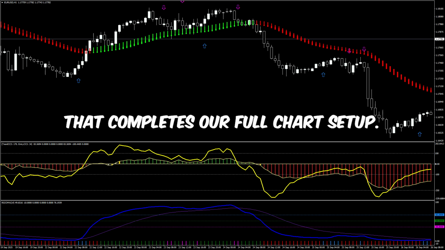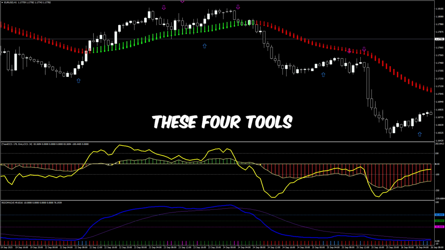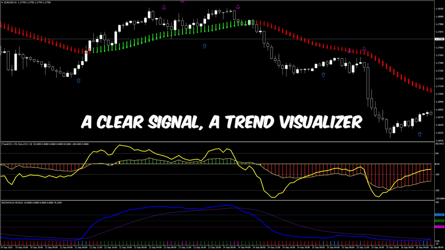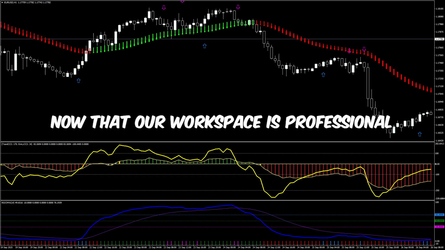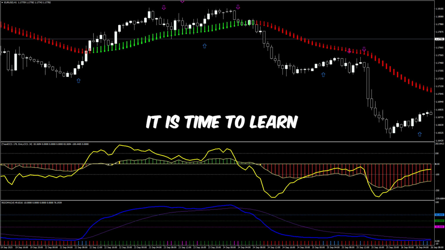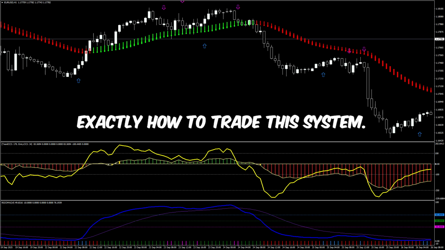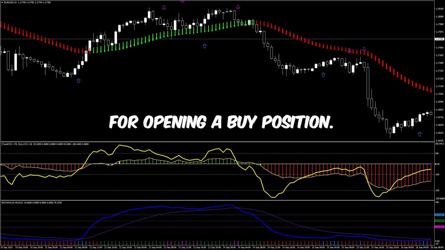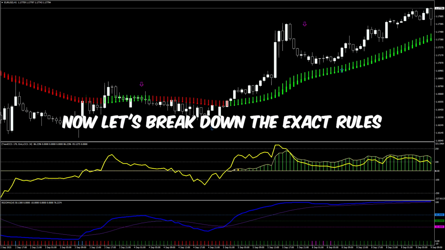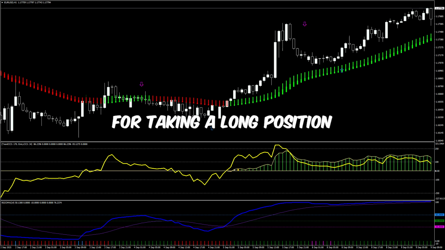That completes our full chart setup. These 4 tools give us everything we need: a clear signal, a trend visualizer, and double momentum confirmation. Now that our workspace is professional and ready, it is time to learn exactly how to trade this system. Let's get into the specific rules for opening a buy position. Now, let's break down the exact rules for taking a long position.